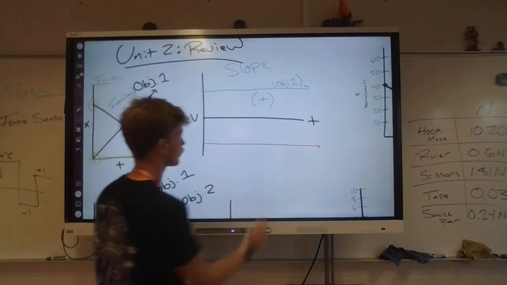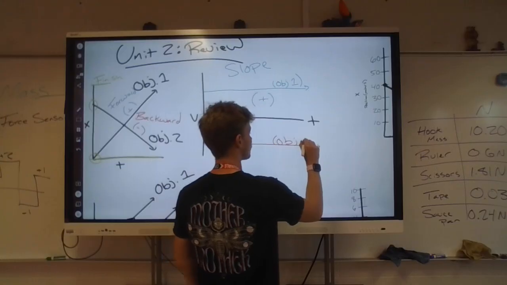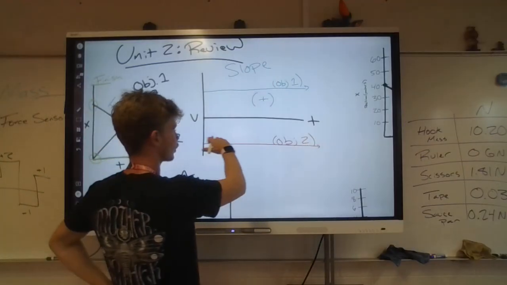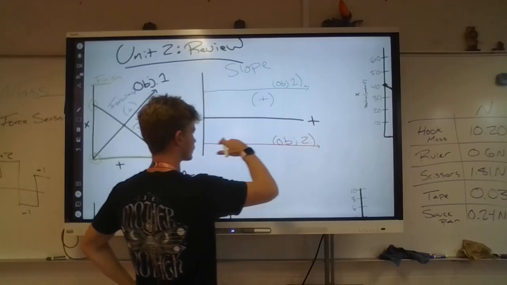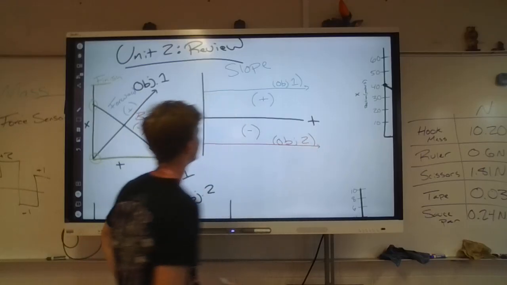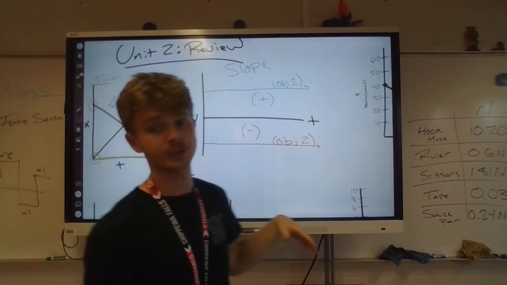throughout the entirety of object 2's line. So object 2 has a negative slope, and the slope was the same for the entirety of this line on the position over time graph. So this is the negative region. Okay, so that's describing position versus time graphs and converting a little bit to velocity versus time graphs.